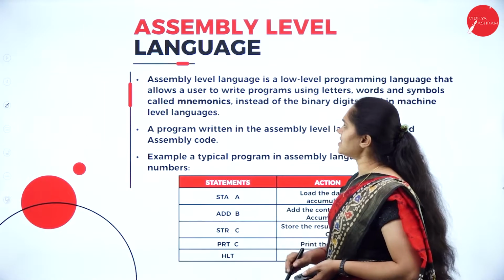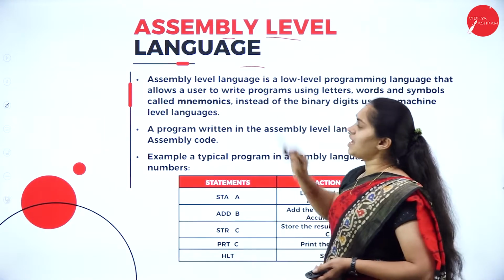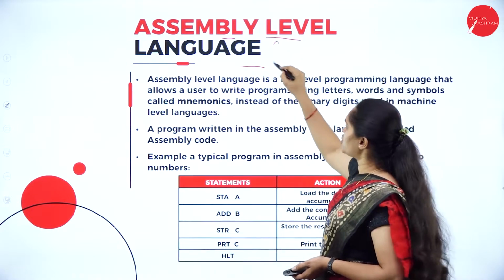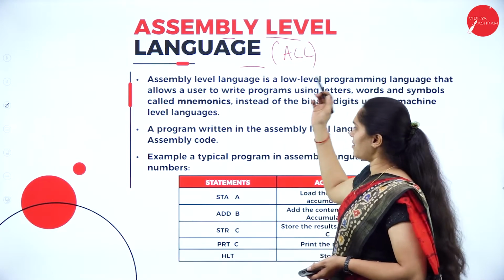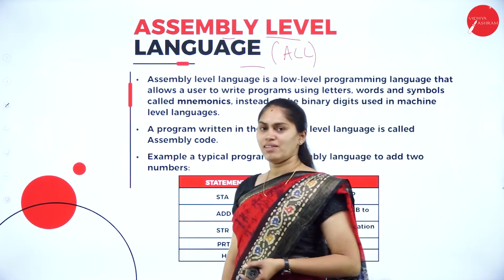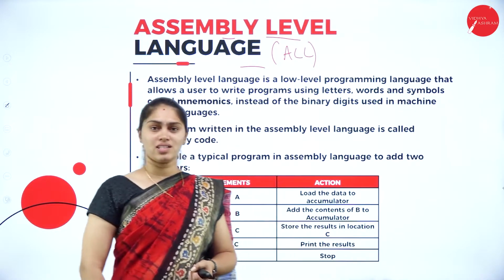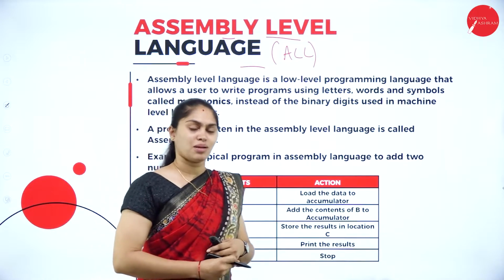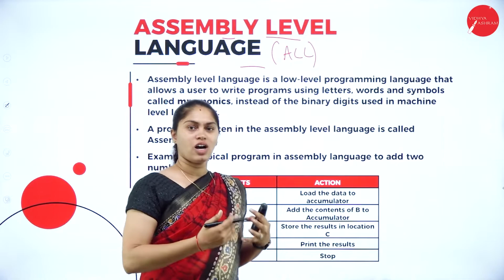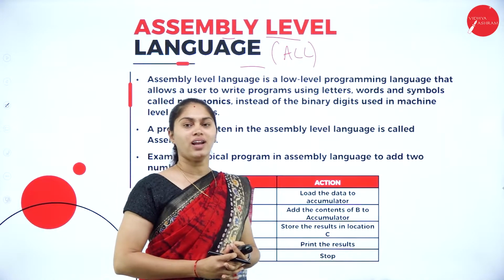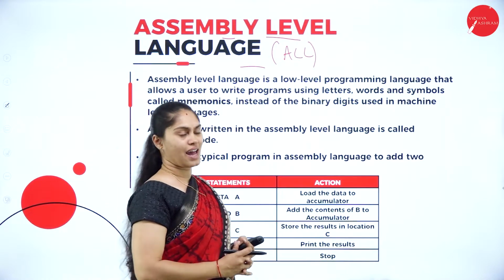Then we'll see the second one. That's all related to assembly level language, or in short we can call this ALL. Okay, assembly level language. In machine level language, we were using zeros and ones. What if we started using some letters, symbols, words or any symbols? Then we call that assembly level language.